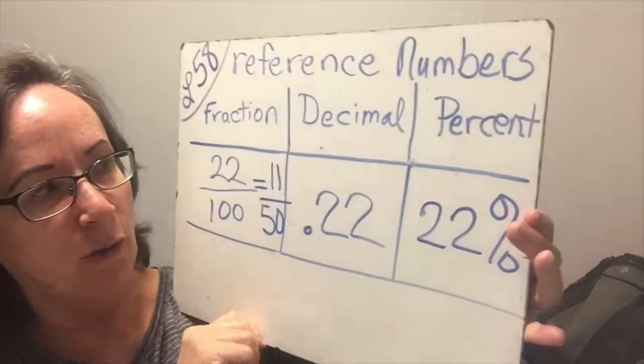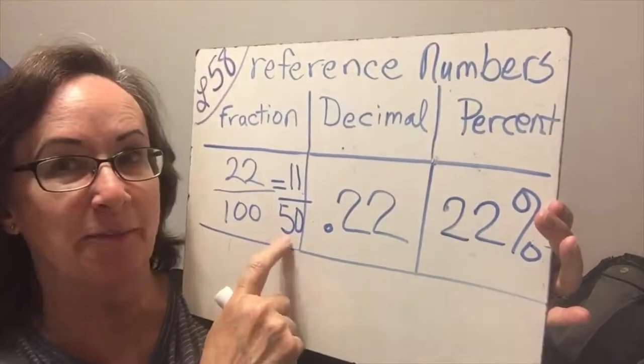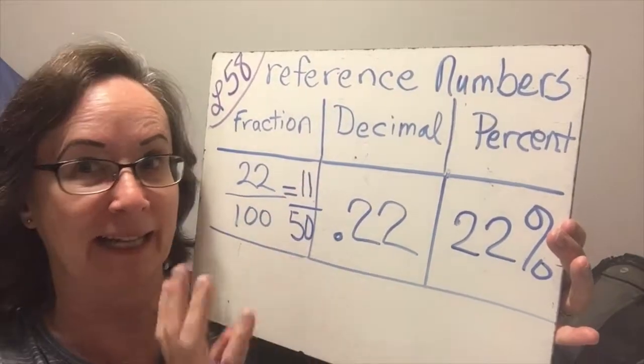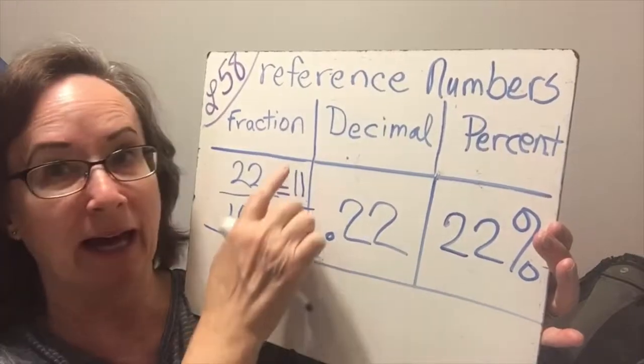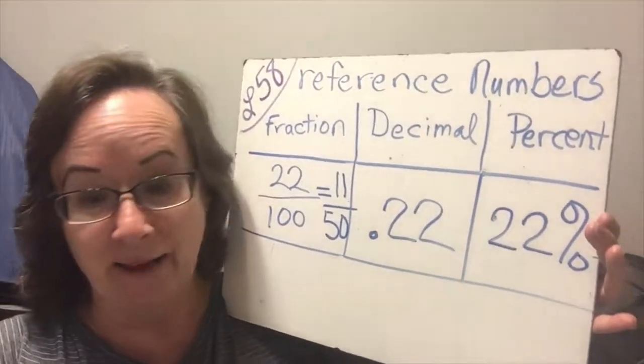And so your decimal and your percent should look very much alike, but sometimes your fraction is going to look very different because if you simplify it, it won't be the same numbers. See, we had 22 and 22, but now we have 11 over 50. So always watch for simplifying that fraction.